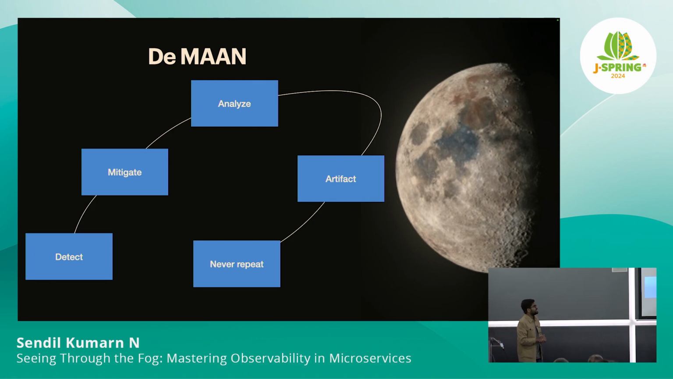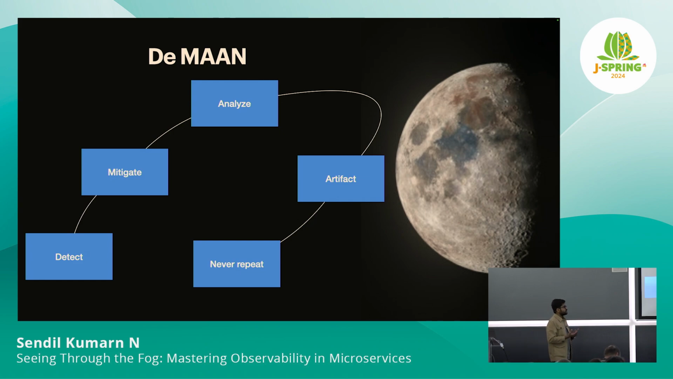So this is my cycle. I called it this demand. With the limited Dutch knowledge that I have, I know that it means moon, so I'm trying to put it over there. So it is basically from the lower end to the other end. So you detect. You have to detect when things go wrong, and that is your core observability nature, right? You have to find out when things go wrong.